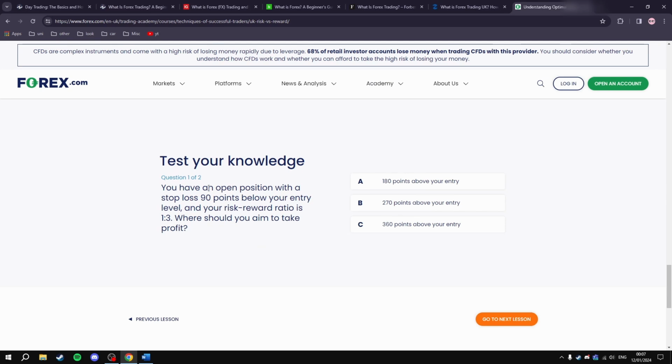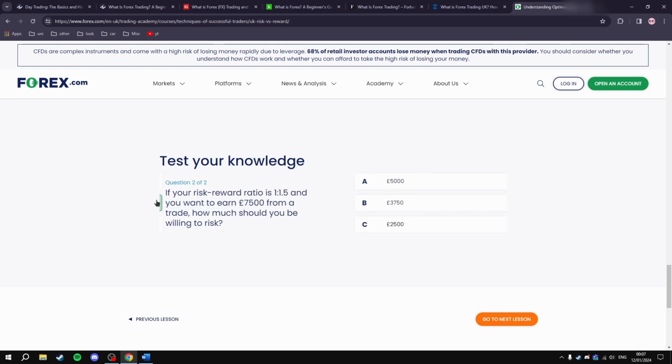Test your knowledge. You have an open position with a stop loss 90 points below your entry level, and your risk reward ratio is 1 to 3. Where should you aim to take the profits? 270, because you times by 3.